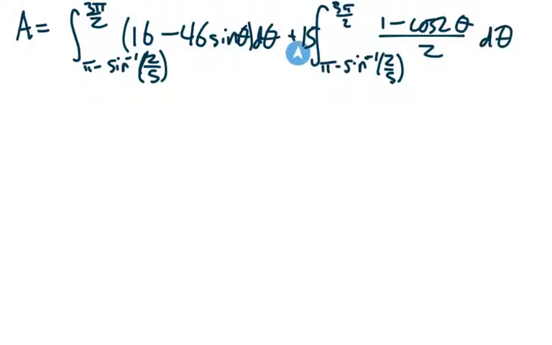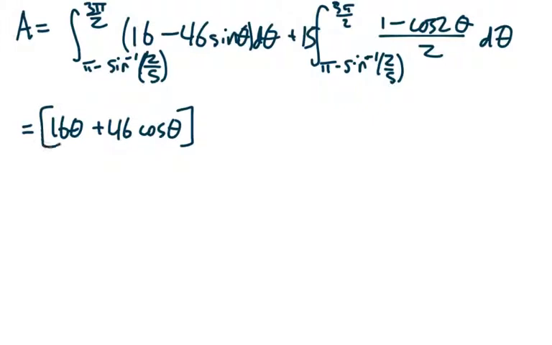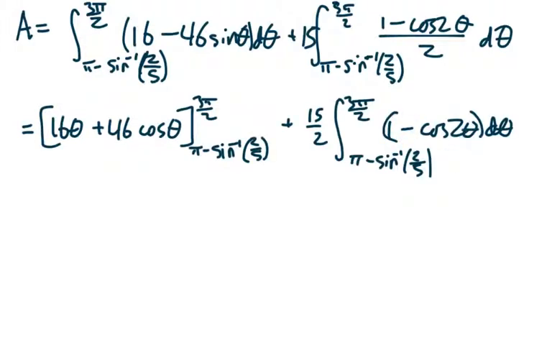On the next step, we'll move this factor of 2 from the denominator out into the front, where it becomes 15 halves. And we will integrate each of these things, but then we'll also have to do a u substitution here. Antiderivative of 16 with respect to theta is 16 theta. Antiderivative of sine theta with respect to theta is negative cosine. So we change the sign in front of the trig function, and we get that evaluated from one to the other. Now over here we want to do a u substitution.